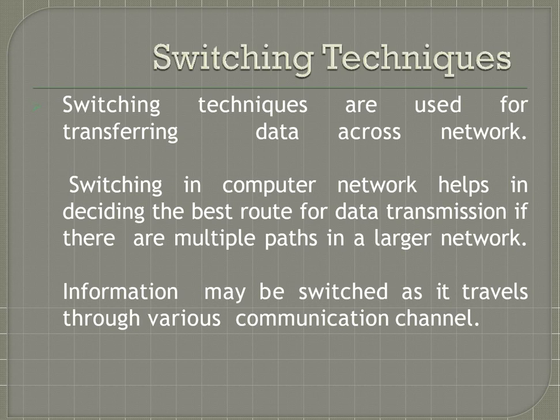Information may be switched as it travels through various communication channels. There are different types of communication channels that we'll study. Switching in a computer network helps in deciding the best route for data transmission if there are multiple paths in a larger network.